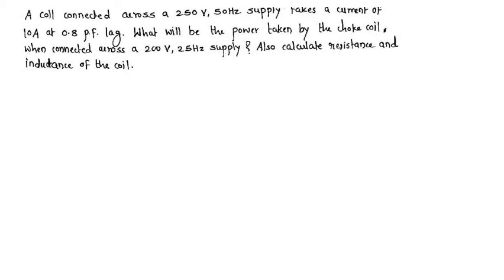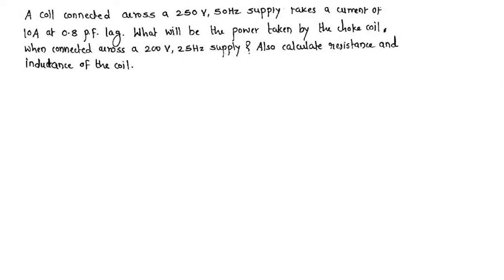A coil connected across a 250 volt 50 Hz supply takes a current of 10 ampere at 0.8 power factor lag. What will be the power taken by the choke coil when connected across a 200 volt 25 Hz supply? Also calculate the resistance and inductance of the coil. So look at this.